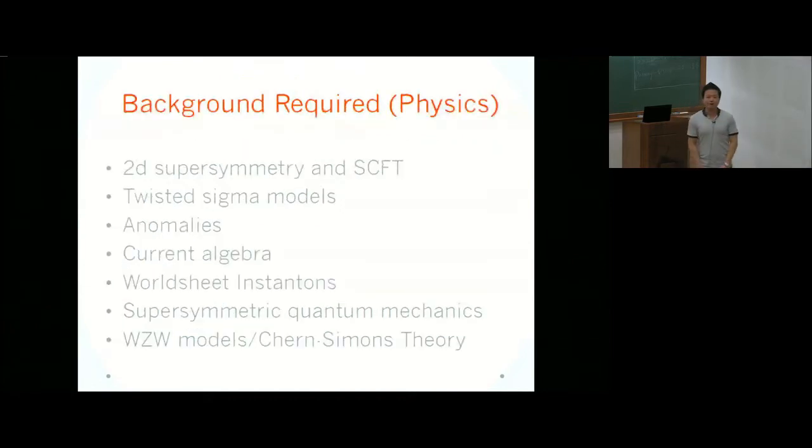All right, background requirements for the mathematician. If you want to understand those series of papers and eventually that main paper, which will allow you to understand the details of this talk: 2D supersymmetry and superconformal field theories. This is not class field theory. This is superconformal field theory. I'm a physicist, so it's SCFT here.